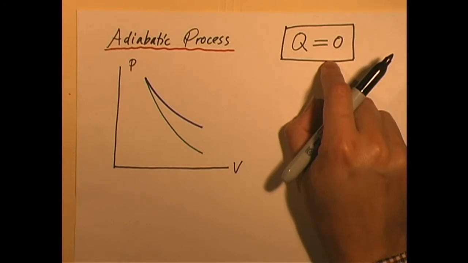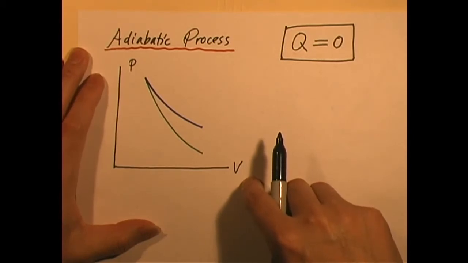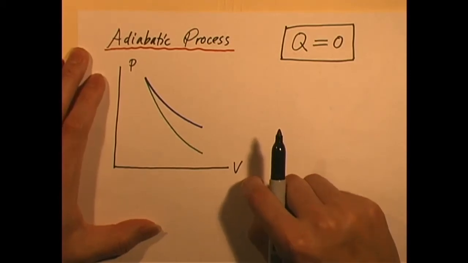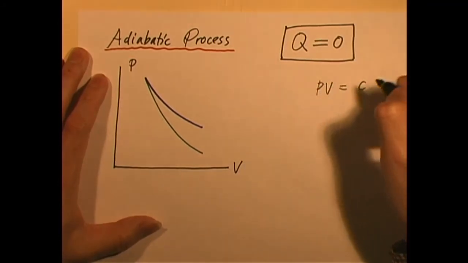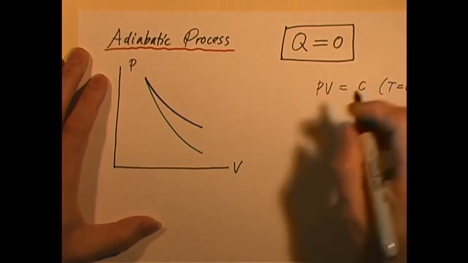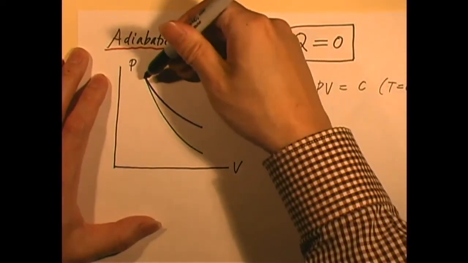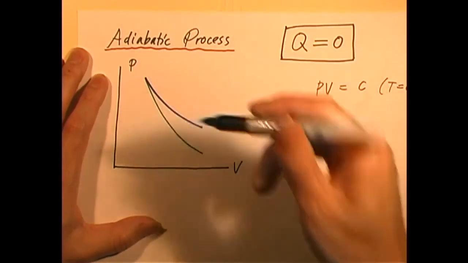Now, how does one represent an adiabatic process on a PV diagram? For an isothermal process, that's a constant temperature process, you know P times V equals a constant, right? That's when T is a constant, isothermal. It's some sort of curve, actually a hyperbola that goes down like that.